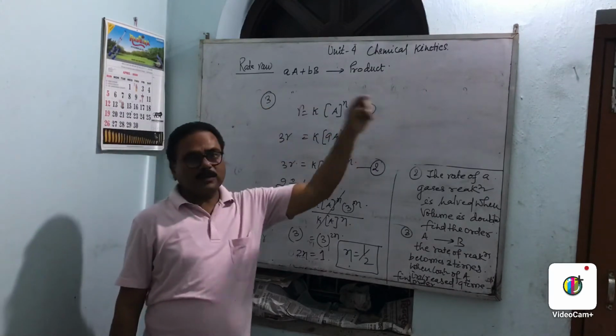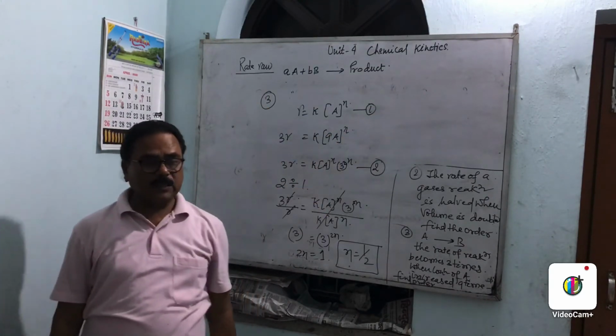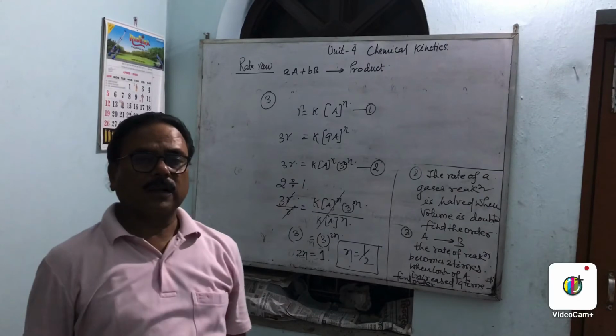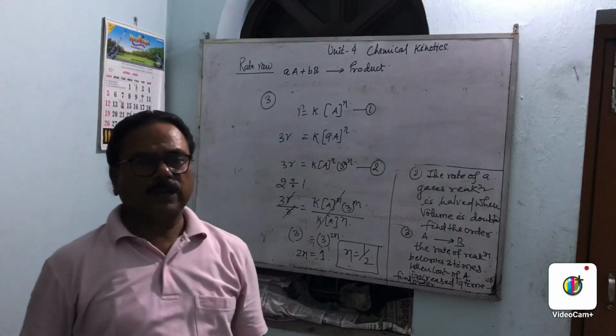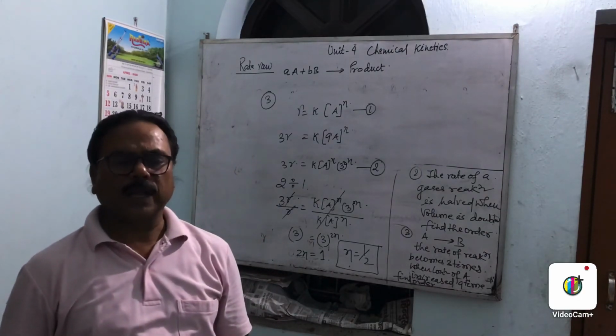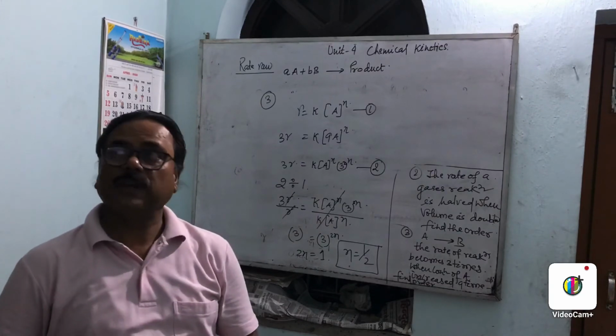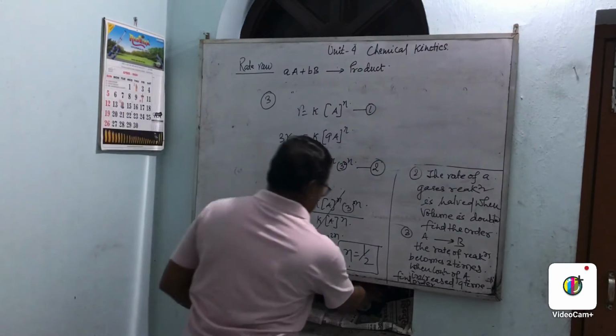And if the orders are given for particular species and the question asks to write the rate law of a reaction, we are able to write the rate law from that given order. Is it clear?